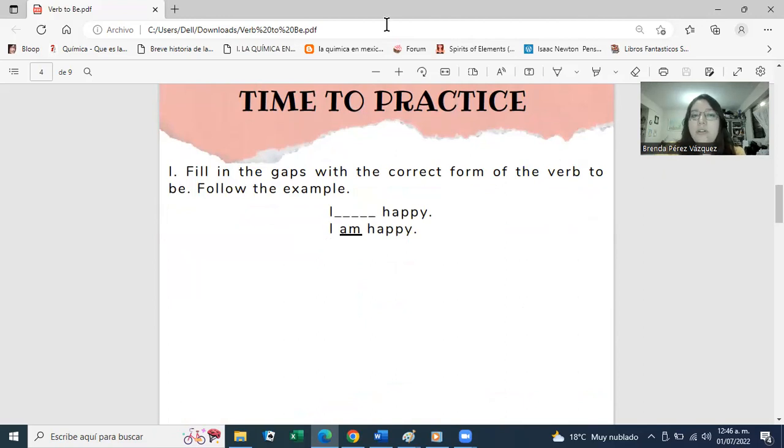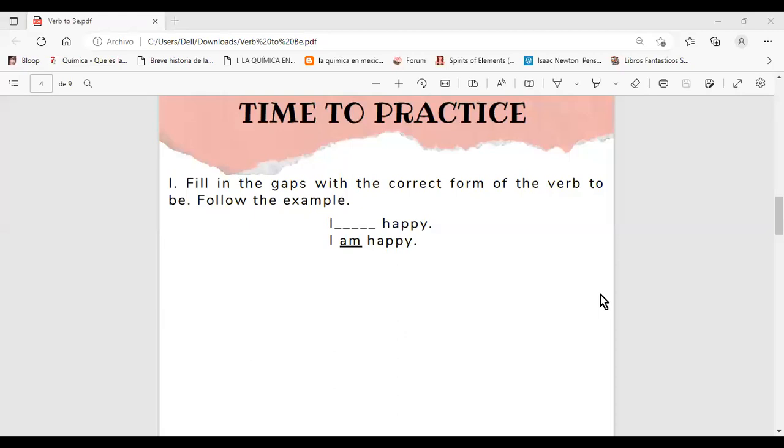Okay, so I'm going to dictate you some sentences. Les voy a dictar algunas sentences, and you're going to write them down. Okay, so in a moment. Okay, so make sure you listen carefully. Van a escuchar carefully, con detenimiento, las sentences que voy a decir. Cada que diga space, deben dejar un space, un espacio donde van a poner el verb to be.